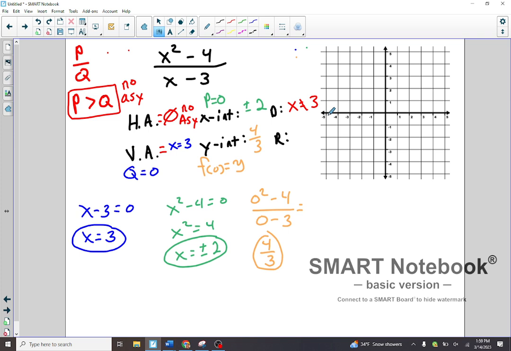And guess what R is going to be? The opposite of the horizontal asymptote. In this case, there is no horizontal asymptote. So that means I could go everywhere. So all real numbers. If there's no horizontal asymptote, the range would be all real numbers.